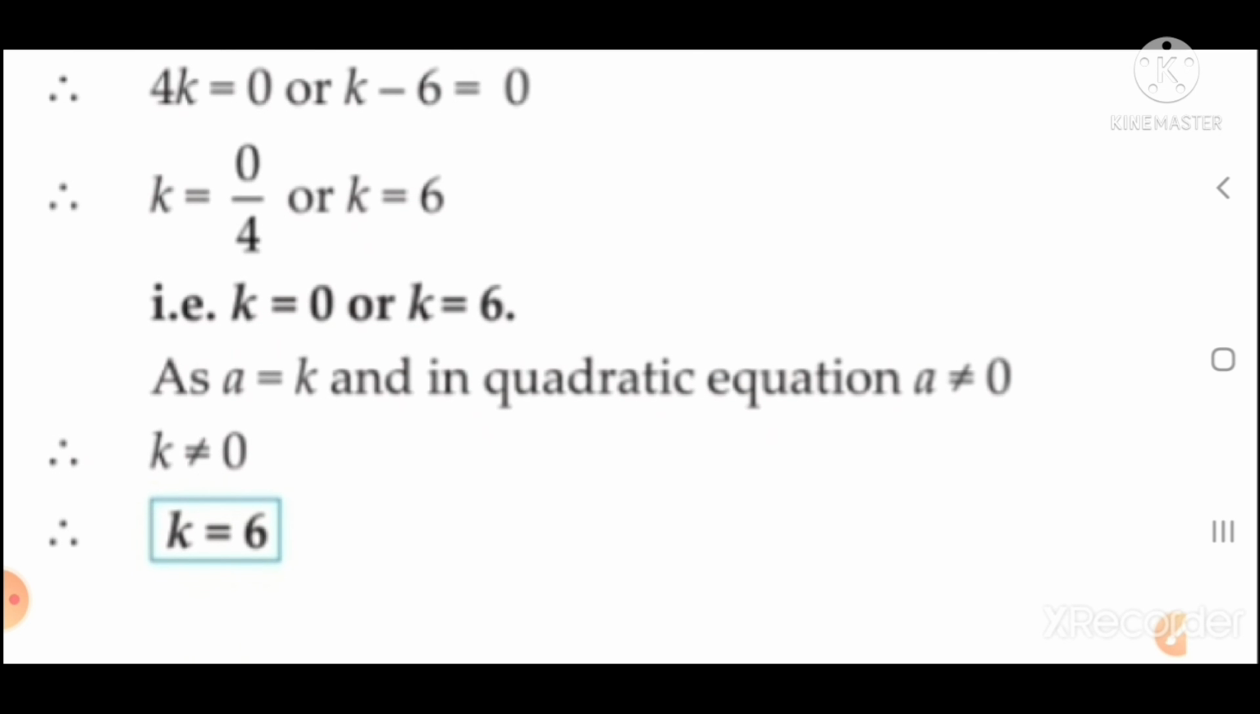Is it clear with this? So I hope it is clear with these sums. Practice these sums again, once again in your notebook. See these sums.